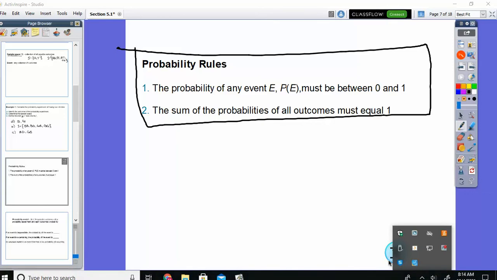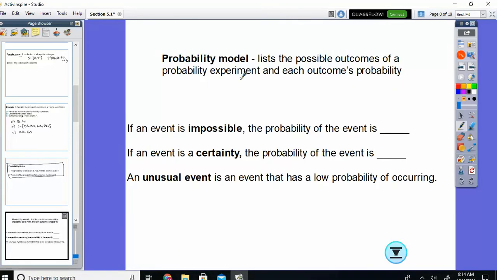So when we make our probability models, a couple things to keep in mind. If something is impossible, what do you think the probability is? 0. Okay, if it is certain, what would be the probability? 1. Okay. So, last few definitions. I know we've had several on here. Your probability model just lists all the outcomes and their probability. Impossible means probability is 0. Certain means the probability of 1.